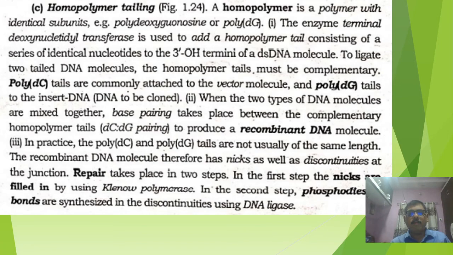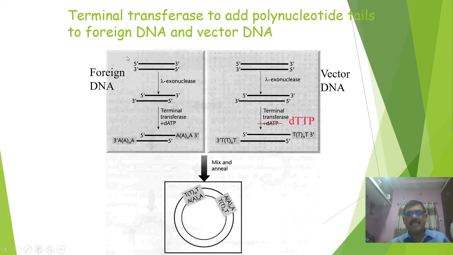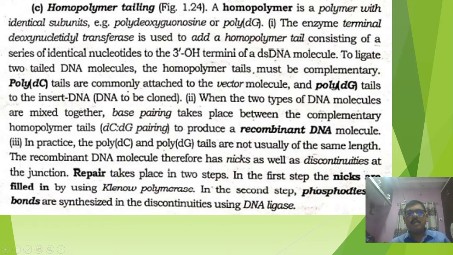This is the homopolymer tailing. As we have discussed, a homopolymer is a polymer with identical subunits, such as polydeoxyguanosine or polythymidine. The enzyme terminal deoxynucleotidyl transferase is used to add the homopolymer tail, consisting of a series of identical nucleotides, at the 3' end. Here, at the 3' end, the polynucleotide, that is thymidine, is attached.